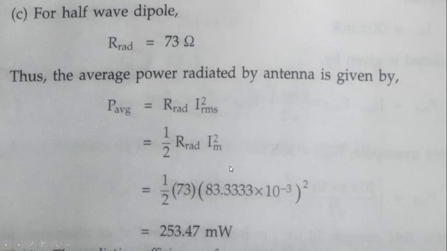Already we have calculated Im, that is 83.33 milliampere. You can substitute this and the radiation resistance. In this way you get the radiated power as 253.47 milliwatt.